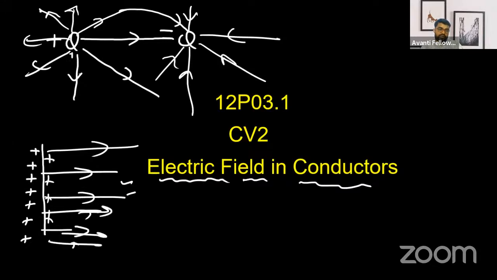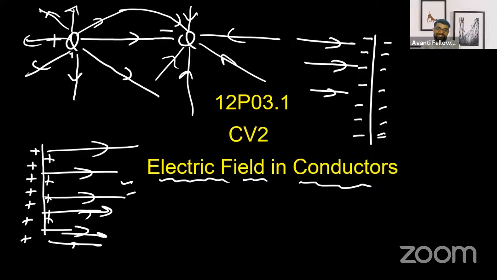Okay, and if suppose the line charge is negative, so electric field intensity will be what? It will be towards inside, okay? Because you know electric field lines go towards the negative charge and they come from the positive charge. It comes from the positive charge.